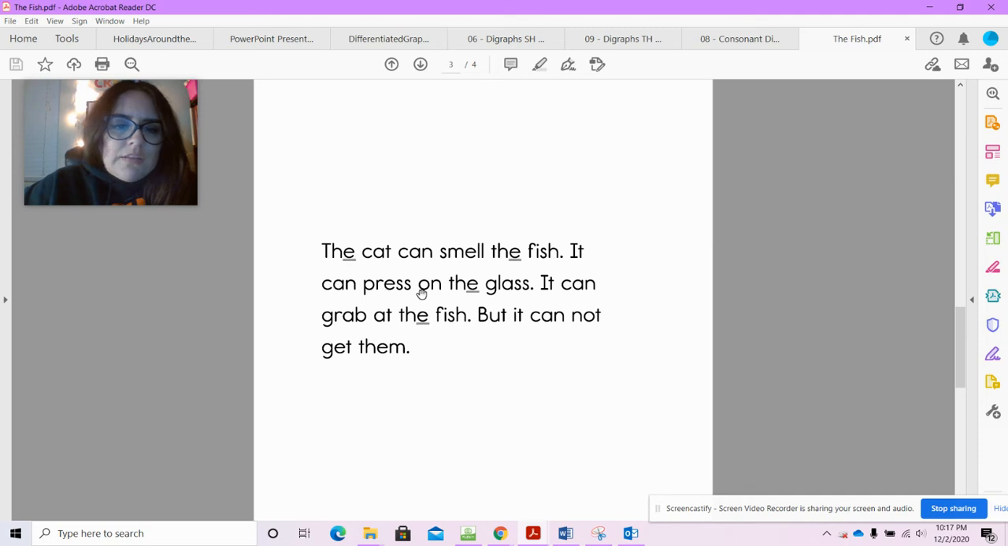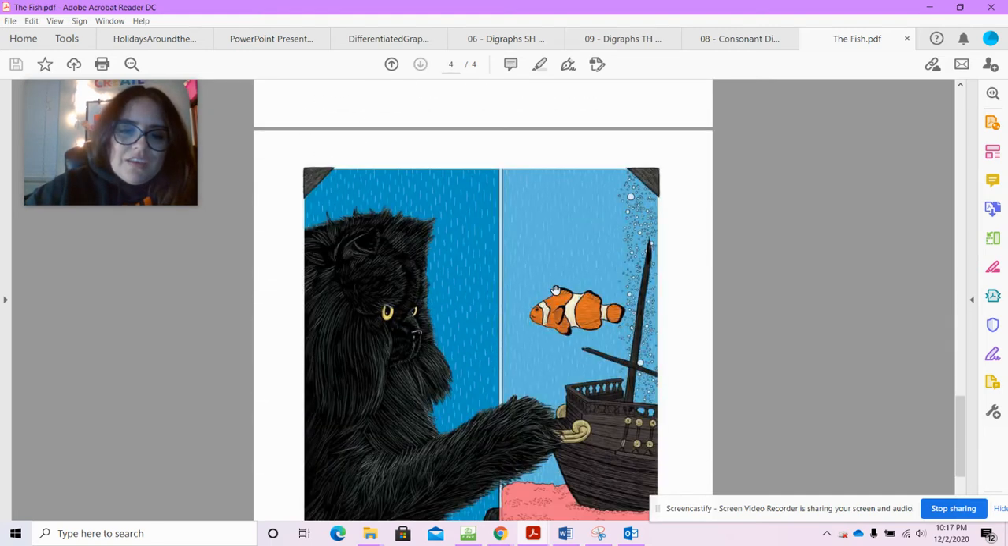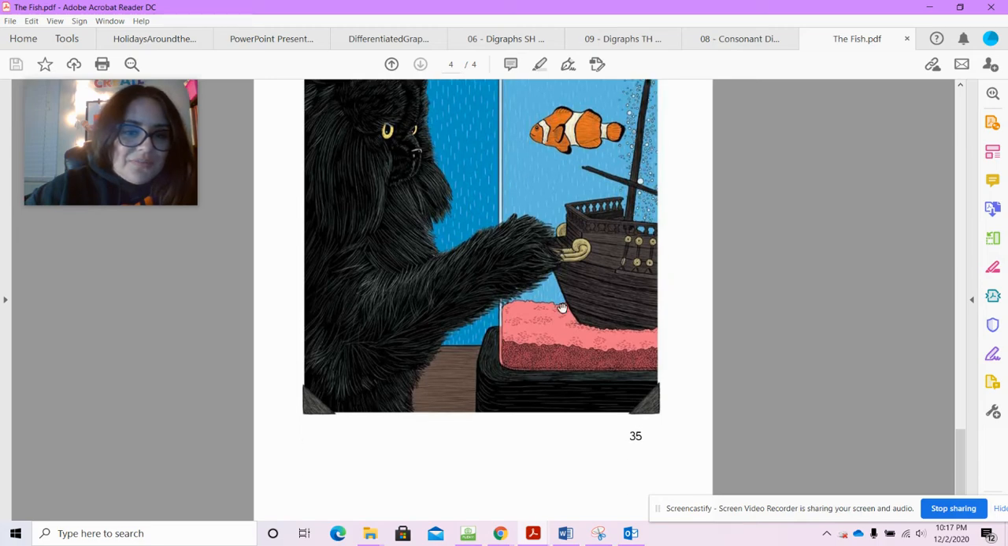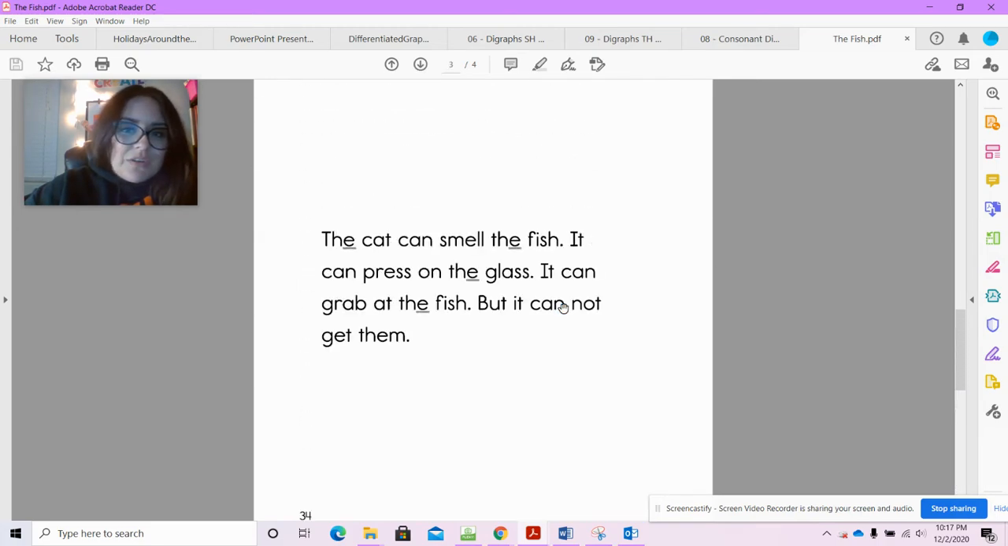It can press on the glass. It can grab at the fish, but it cannot get them. And that's the whole story.